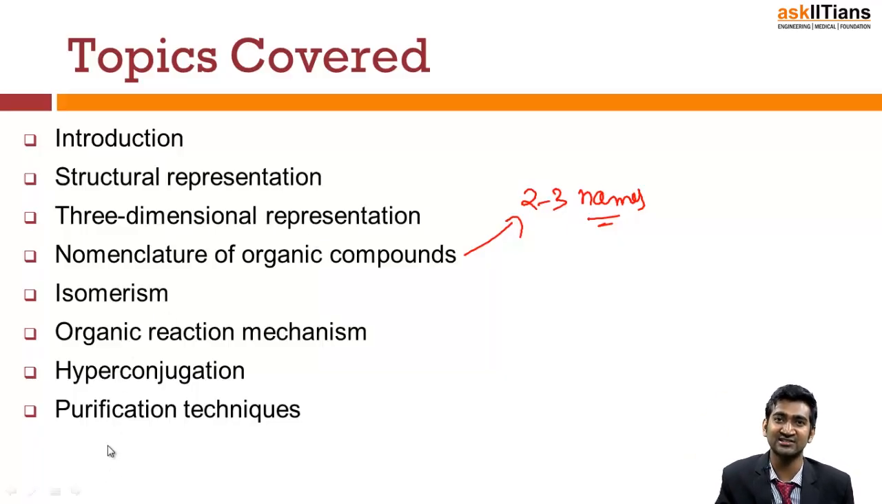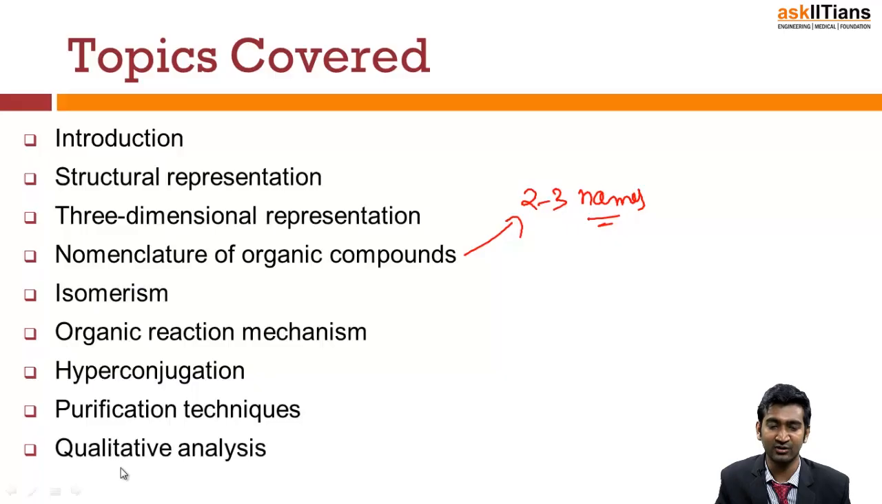It's just like the metallurgy chapter you learned in class 10th. We do some extraction and then we purify. On a similar note, we will purify organic compounds which contain nitrogen and oxygen. Then we'll do the qualitative analysis of that.